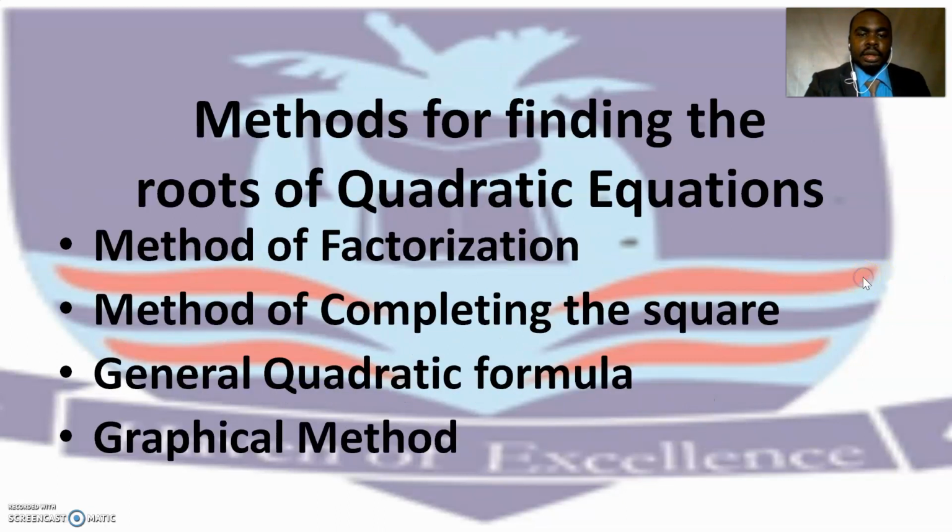So, the four basic methods of finding the roots of quadratic equations which we have been learning in previous classes include method of factorization, method of completing the square, and method of quadratic formulas. These three methods we have already learned about them, and the link to the videos are in the description of this video. In this video we are going to be learning the graphical method. So without much ado, let's begin.